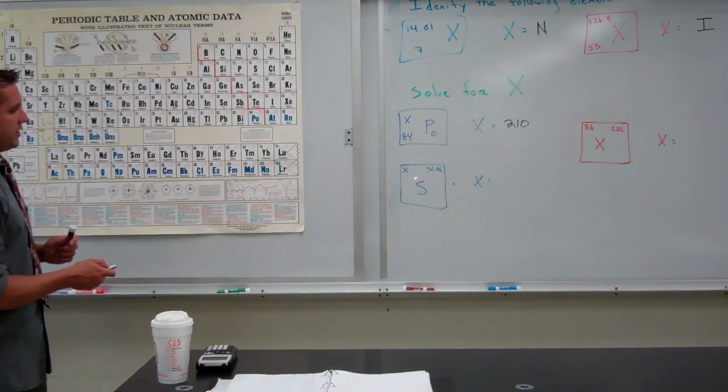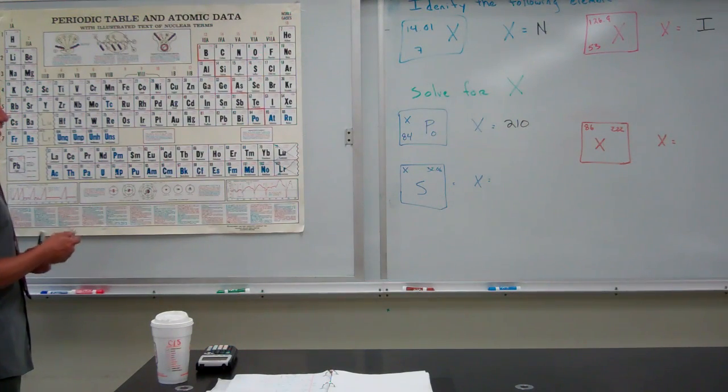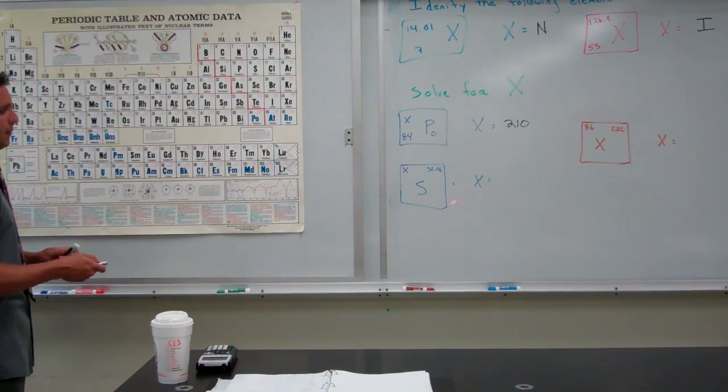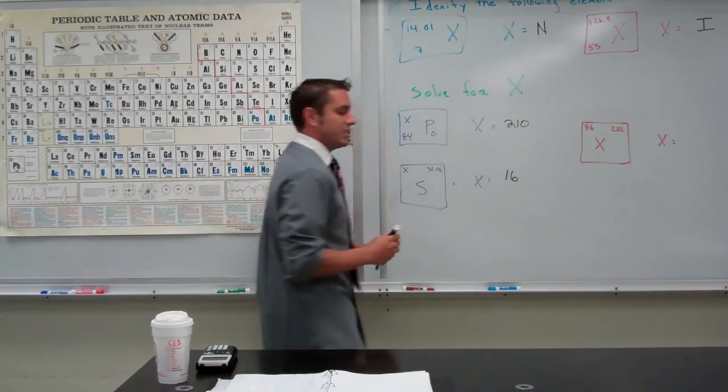Doing the same thing, we take a look at sulfur. Sulfur is right here. It's got a 16 and a 32.06 in the table. 32.06 is there, which means the x must represent the atomic number, which is the 16.